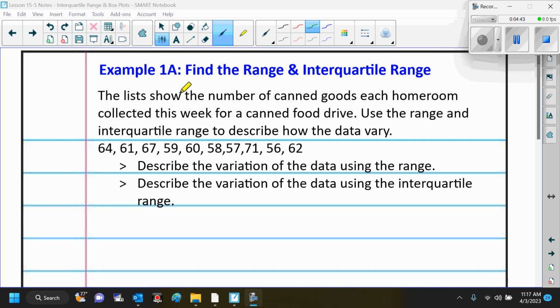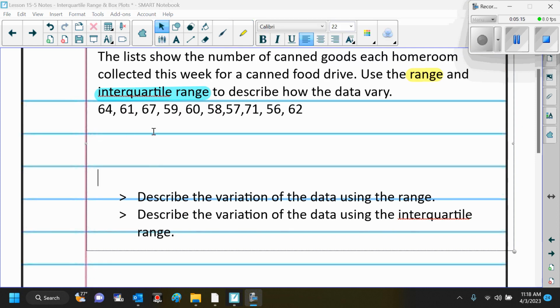Alright, so for example 1A, we want to find the range and the interquartile range. It says the list shows the number of canned goods each homeroom collected this week for a canned food drive. Use the range and the interquartile range to describe the data, how the data vary. Okay? So, the first thing we want to do is put this data in order from least to greatest so that we can find the range and the interquartile range.